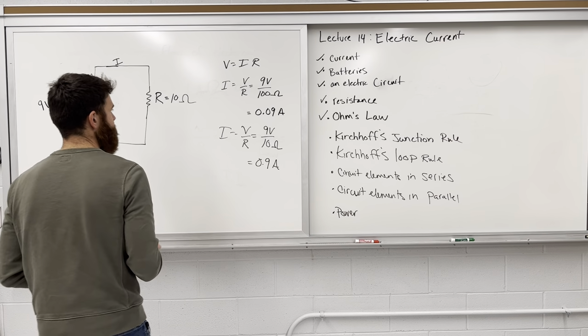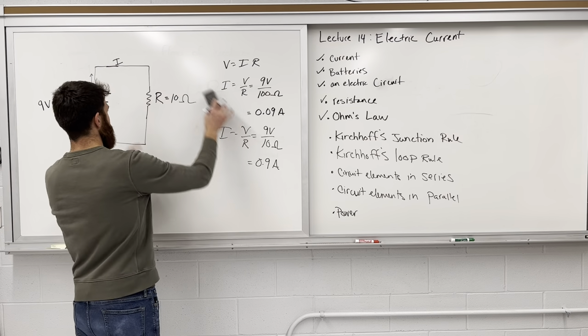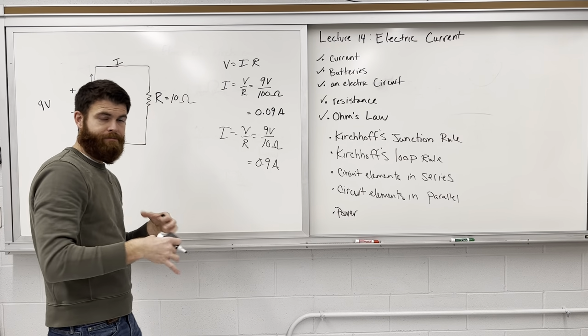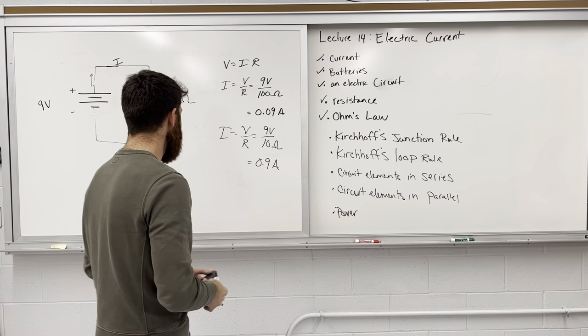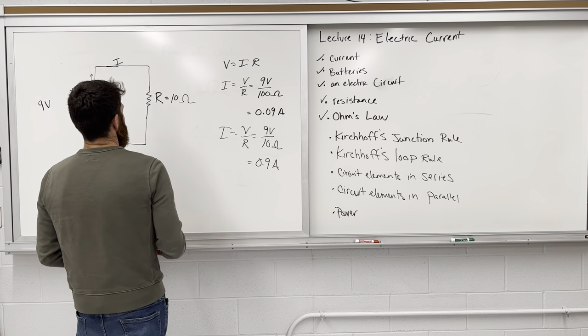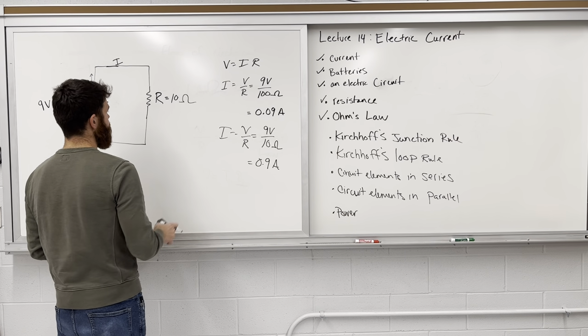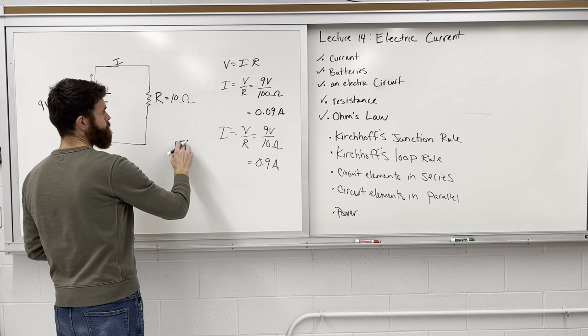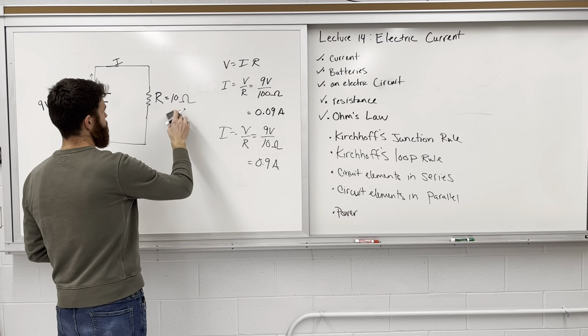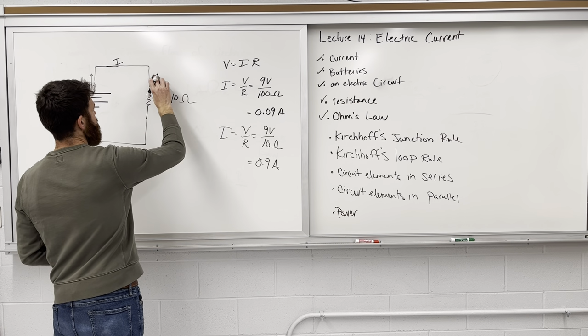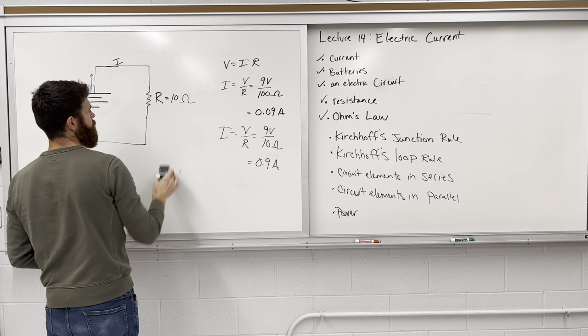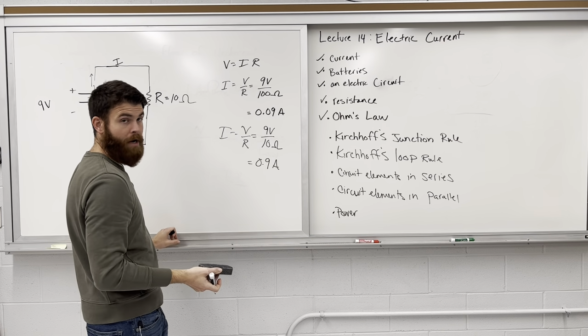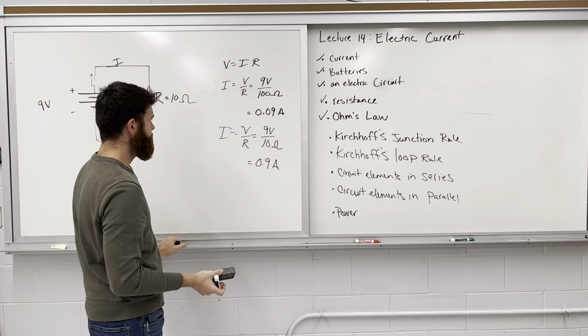So this is Ohm's law as it applies very basically to an electrical circuit. And so if we put a light bulb in there that has a certain resistance, the current flowing through it would determine how bright that light bulb is.